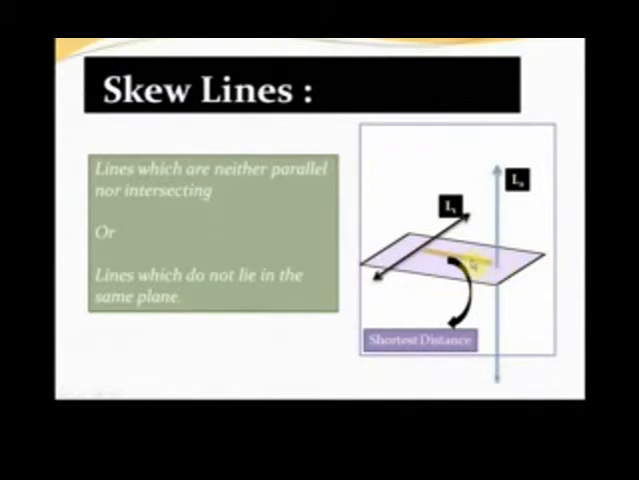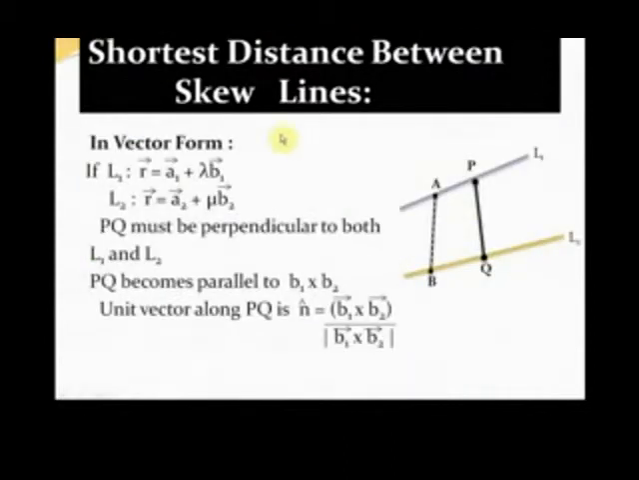Also this yellow segment is perpendicular to both these lines L1 and L2, and hence this is the shortest distance. Now let's try to find out the shortest distance between two skew lines. So first, in the vector form we are going to find the shortest distance.